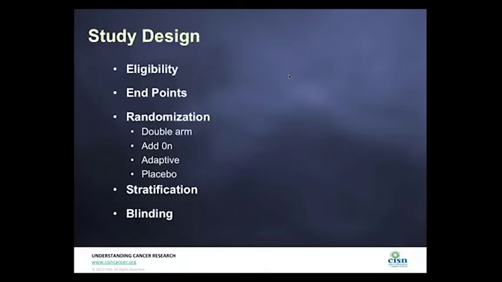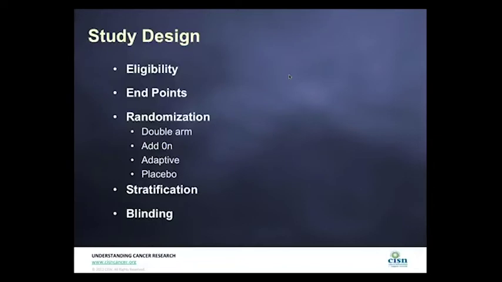So let's talk a little bit about study design and what that means. Because you may hear that, and it's an important piece. If, as an advocate, you want to know what that study design is. And part of that is eligibility. And we'll talk about that more. Part of that is endpoints, randomization, and we'll go through that. Stratification, and blinding. So we're going to talk about all of that.